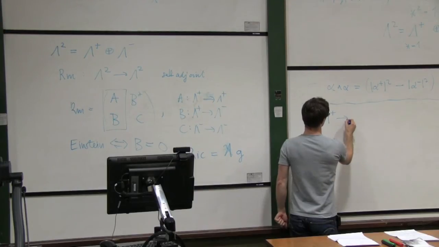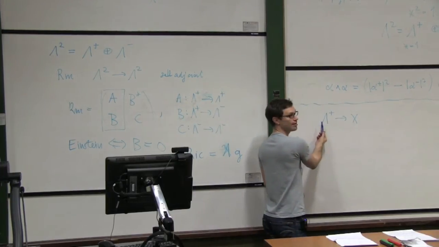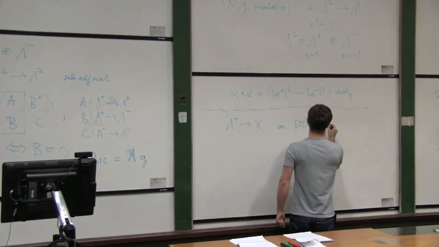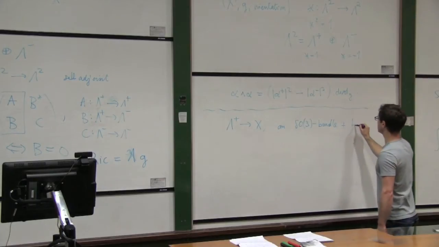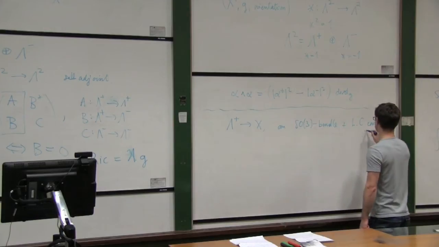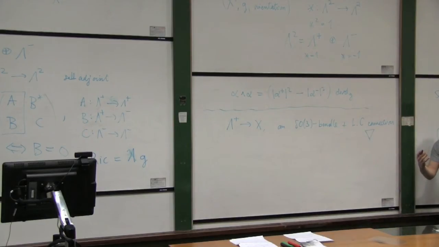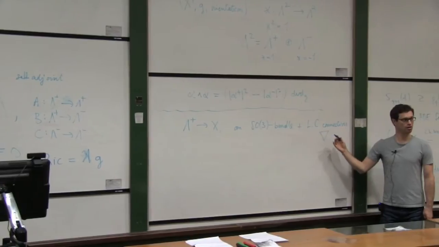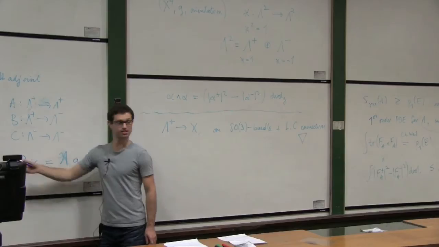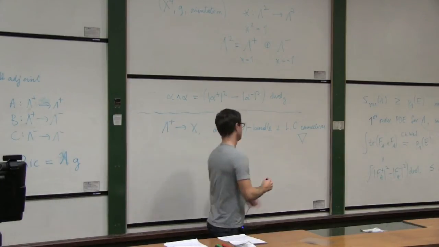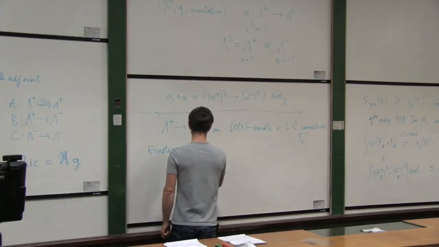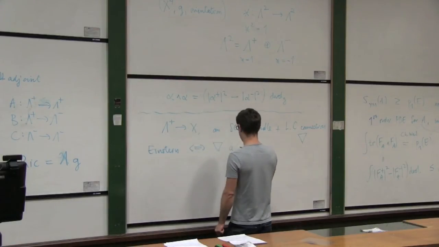If you have a Riemannian 4-manifold, you have this SO(3) bundle lambda plus. So this is an SO(3) bundle. It's a rank 3 bundle with a metric. And you have the Levi-Civita connection on it. Okay, so on any Riemannian 4-manifold, you have an SO(3) connection on lambda plus, it's just the Levi-Civita connection. And what this equation says is that this guy is a self-dual instanton. Okay, so Einstein is equivalent to this guy being a self-dual instanton.